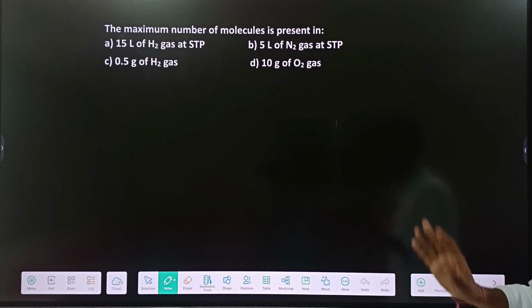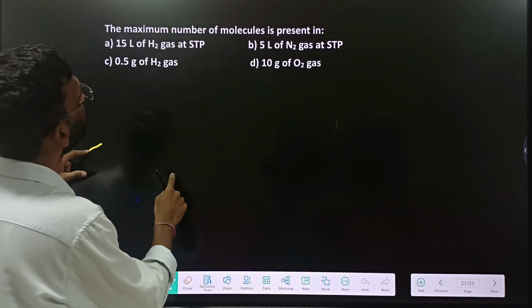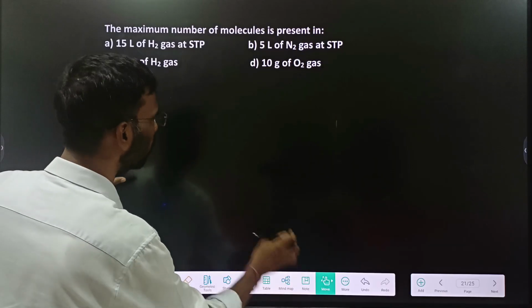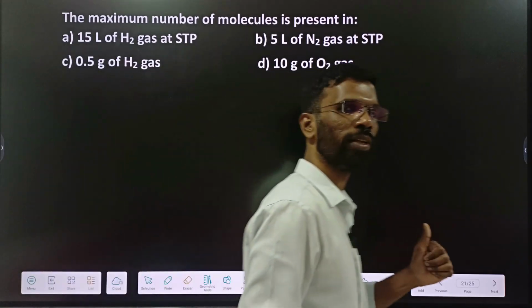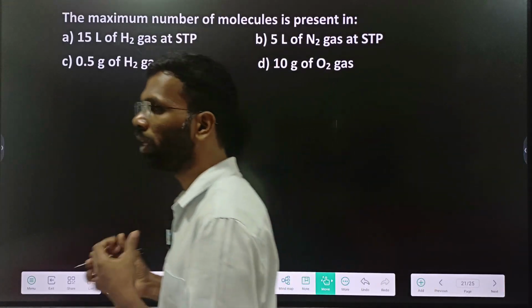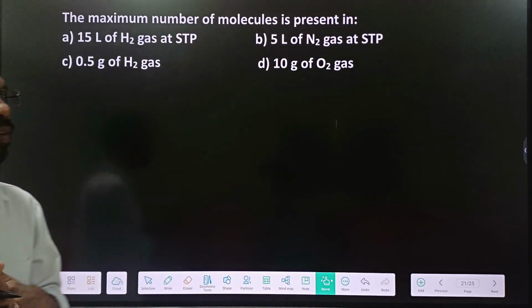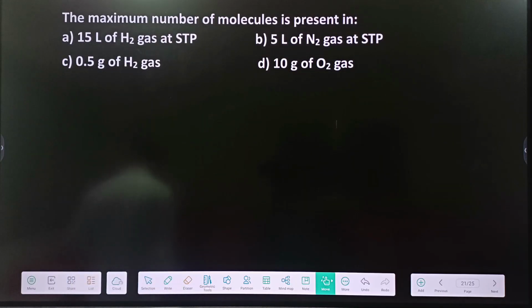Over here, this is the overall mole concept we are doing. Calculate the maximum number of molecules present. Try solving this. This will really give you the edge in the mole concept. This is not specifically based only on the mole and volume relationship. You can give it a try and solve this. What is asked? The maximum number of molecules present in which option? A, B, C, D.